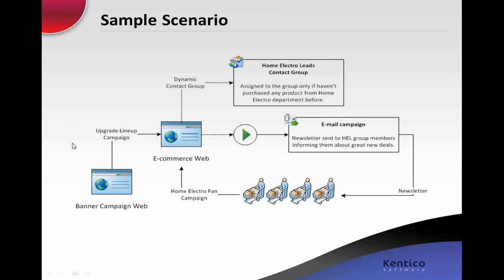So we have the campaign set up, we have the newsletter set up, we have the dynamic contact group set up. So now let's assume that we are running the website using the upgrade lineup campaign for some time just to gather enough contacts to execute our email campaign. When that time comes, we want to set up the email campaign, and we want to send an email with a banner referring back to our Home Electro product page, and in order to do that, we need to set up the email campaign first.